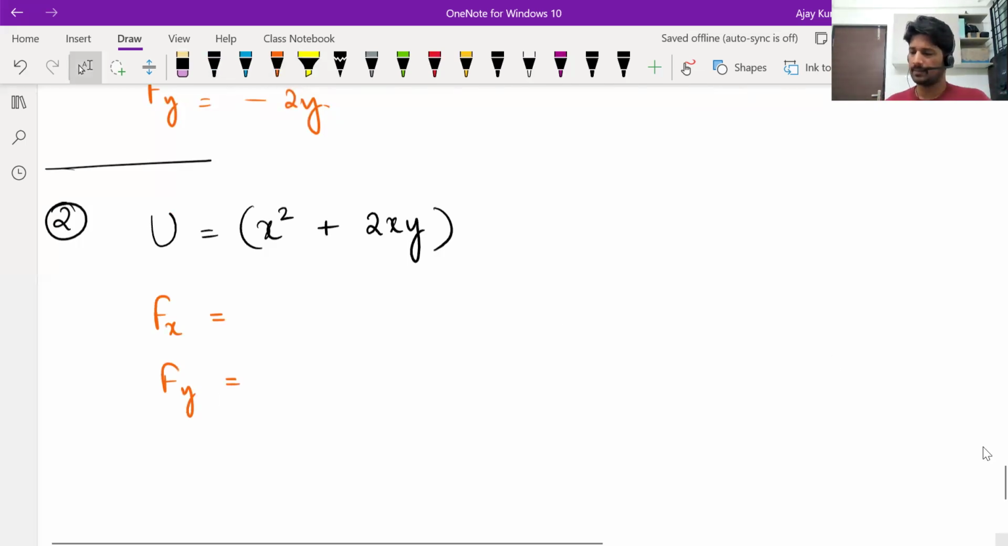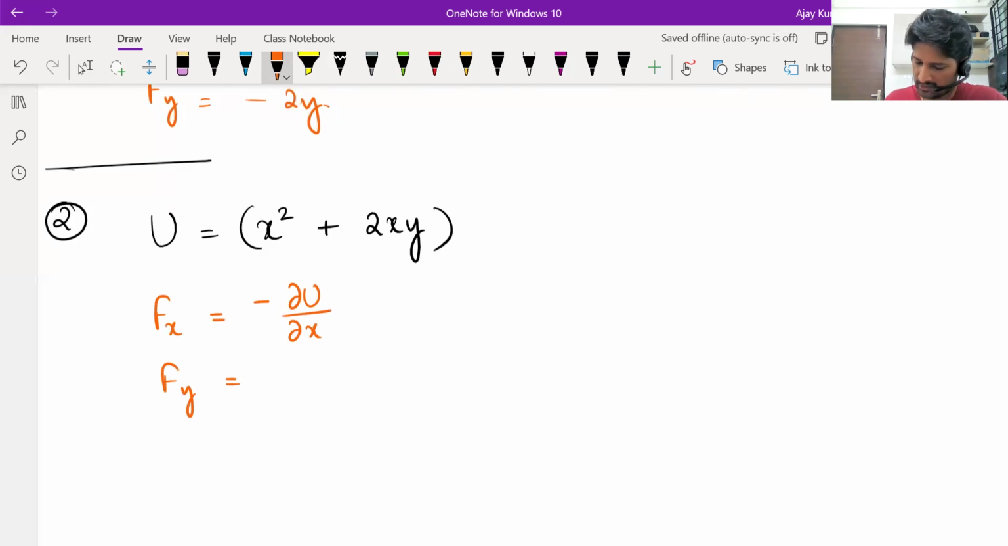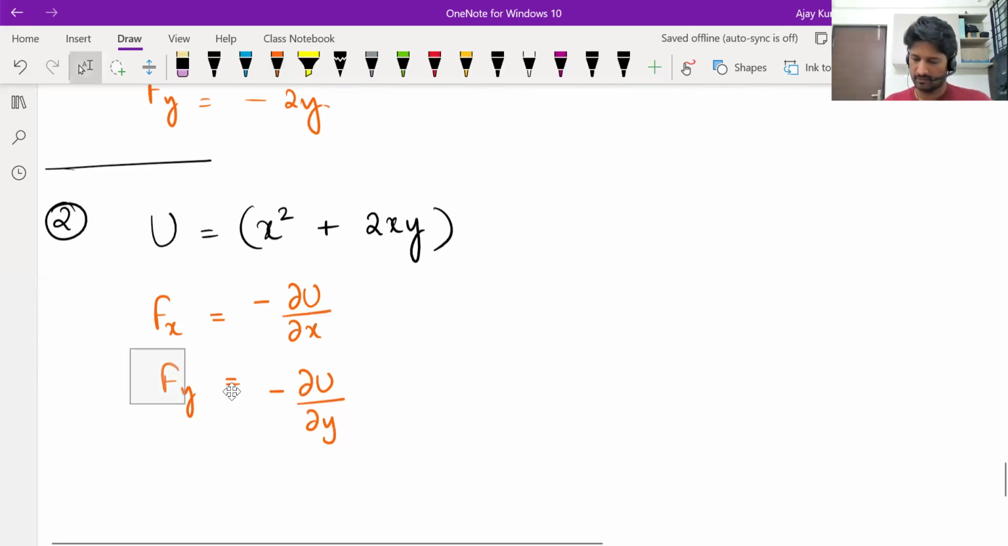I'll write the formula also. It is the negative of the partial derivative of potential energy with respect to x, and the second part is the negative of the partial derivative of potential energy with respect to y. And you know what partial derivative means. Just differentiate, but treat all other variables as constants.